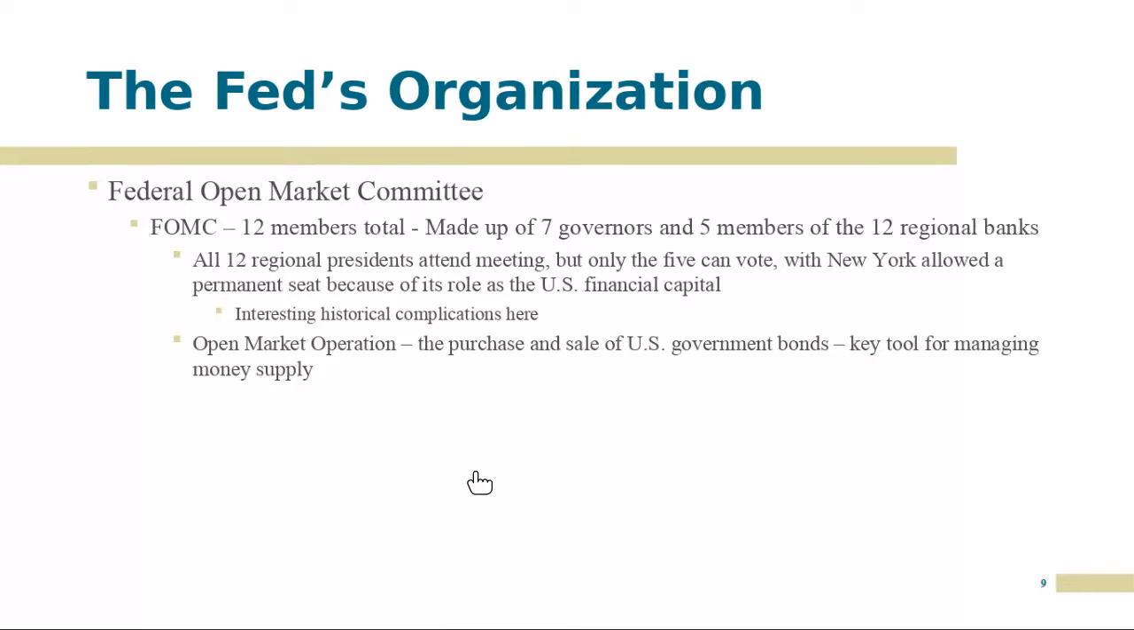We still have the Federal Open Market Committee, which gets into how directly the Federal Reserve influences the money supply. And so the Federal Open Market Committee is 12 members total. It's made up of 7 governors and 5 members of the 12 regional banks. And all 12 regional presidents attend the meeting, but only 5 can vote, with New York allowed a permanent seat because of its role as a financial center.